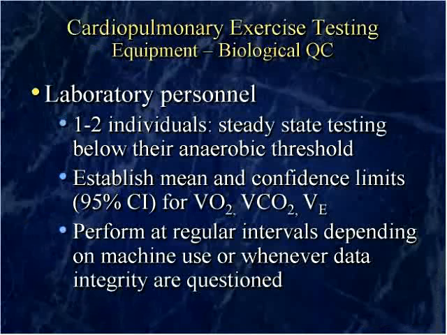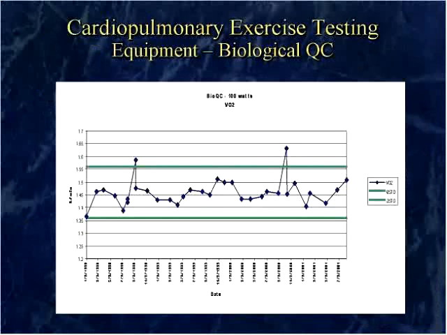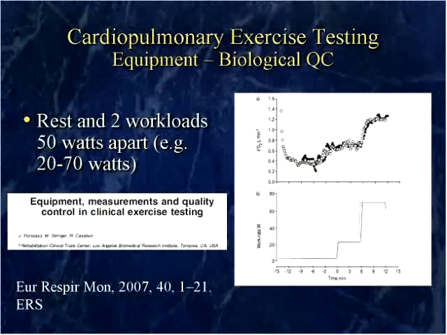And so, yes, you may need to do biological controls. How do we do that? Much like we do with pulmonary function testing, we have 1 or 2 individuals that do steady state testing below their anaerobic threshold, and then you run means and confidence limits for the primary variables, and then you perform this in a regular fashion. And then you just simply plot those out over time, and then I know that my system is working correctly or needs to have some type of adjustment.